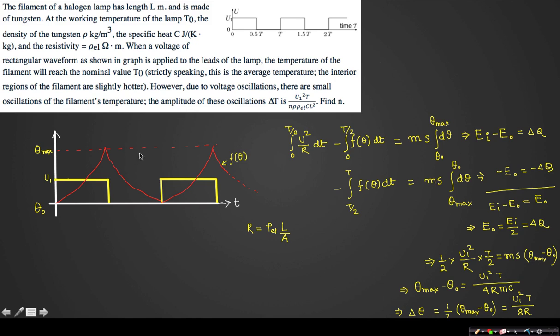So what is now the amplitude? Look, this is the maximum value, this is the minimum value, and in between there is some average value which is mentioned in your question as T naught, right? The average value. So half of the difference between this maximum and this minimum I can consider to be the amplitude, delta theta, right? This is the amplitude, half of this. So theta max minus theta naught by 2 is the delta theta. So this is U1 square t divided by 8R mc. You can put the value of R mc. I think R is this one, and m is equal to rho into L into A. So in the denominator part RMC, A gets cancelled out, rho electrical into rho L square C, right? And there is obviously a term of 8. So the answer to the question, what is n, is equal to 8. That is the answer.